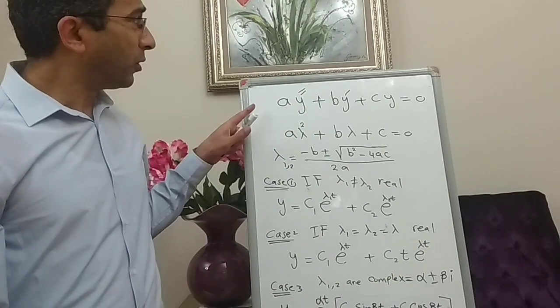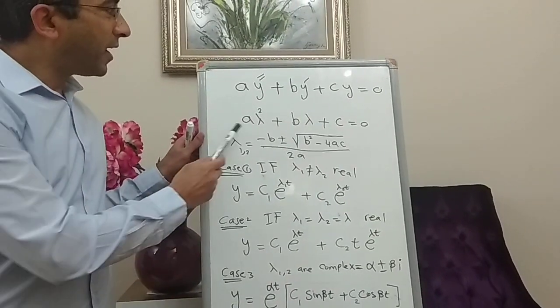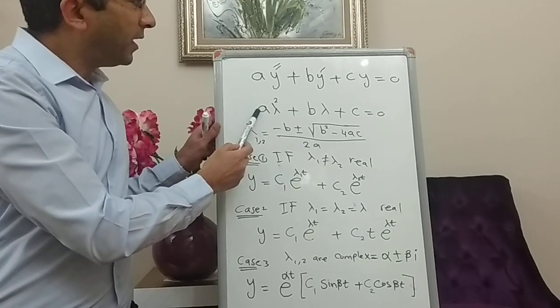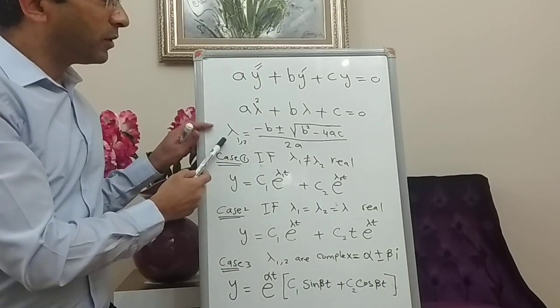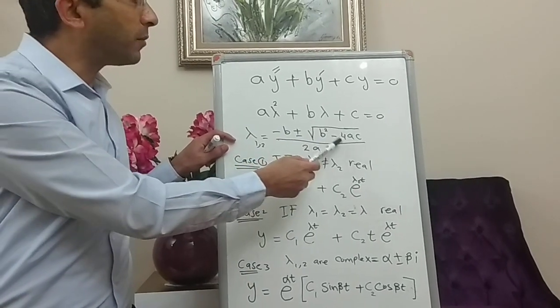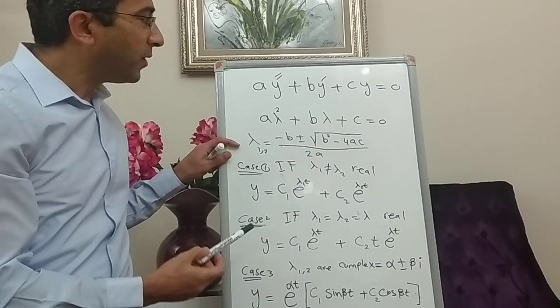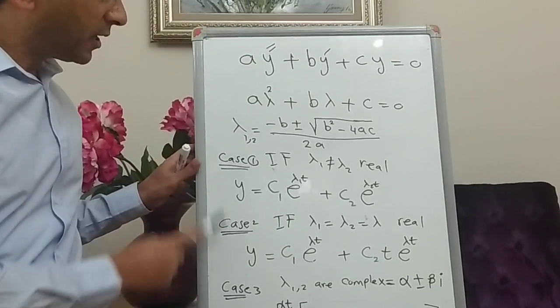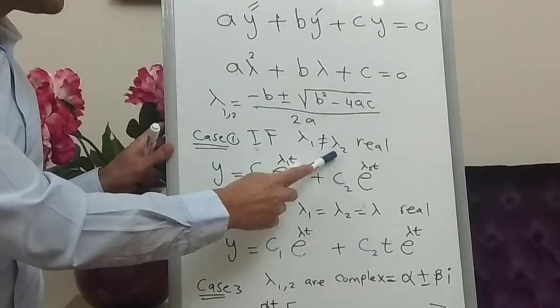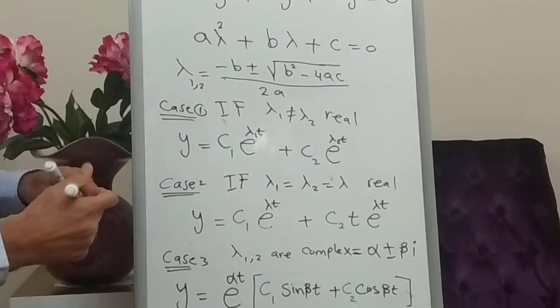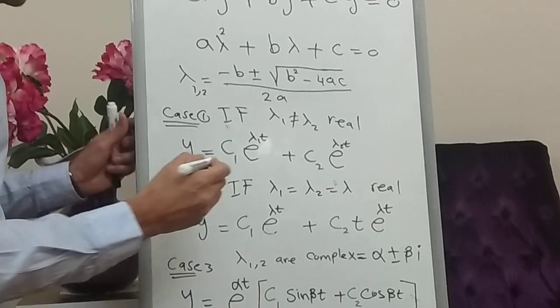If you look at the board, I write here the characteristic equation for this equation, and you want to find the roots. You will use the usual formula: minus b plus or minus the square root of b squared minus 4ac, divided by 2a, to find the roots. And then there are three cases. Case number one: if the roots are not equal and are real numbers, then the solution is just an exponential function.